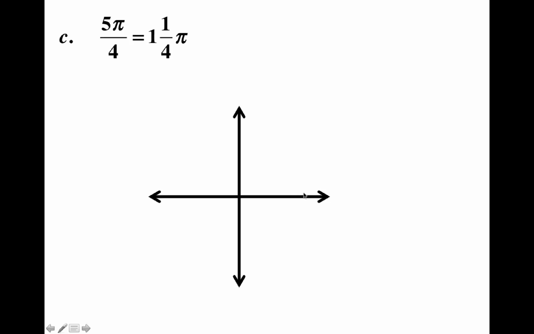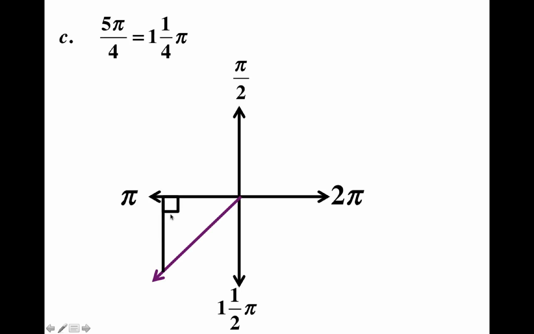So if you're going 1 1/4 pi, every 90 degrees is half a pi. So there's your half a pi, 1, 1 1/2, 2. Notice 1 1/4 is more than 1 pi, but less than 1 1/2 pi. So it's between 1 and 1 1/2 pi. Connected up to the x-axis, creating a right angle.